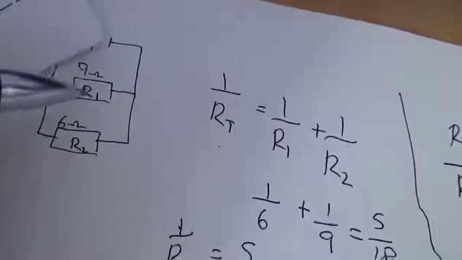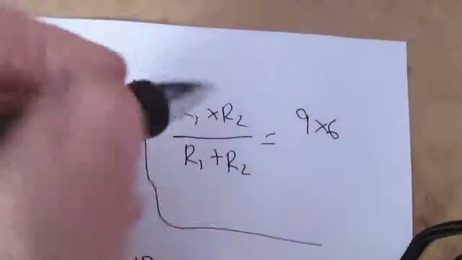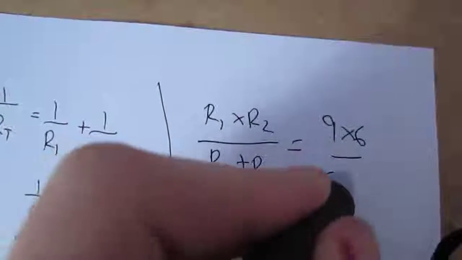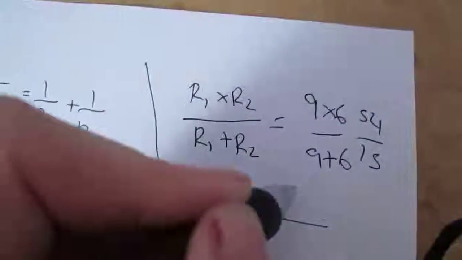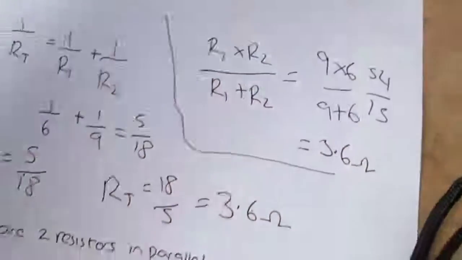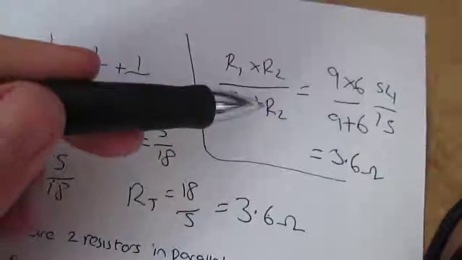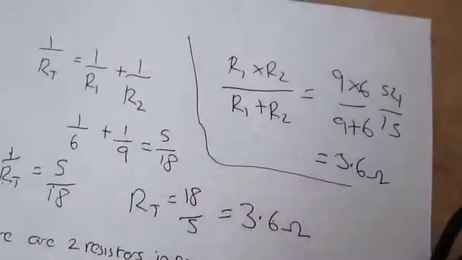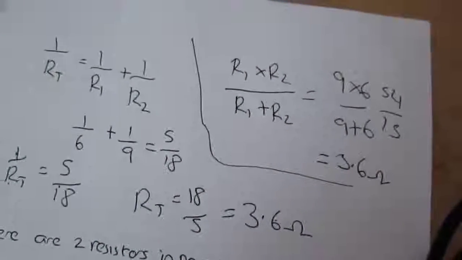So R1 we have 9, multiplied by 6, divided by 9 plus 6, so that is 54 divided by 15. And when you do that, you will also get 3.6 ohms. So both those formulas, if you put in your numbers correctly, give you the same answer. You only have to use one in your test.